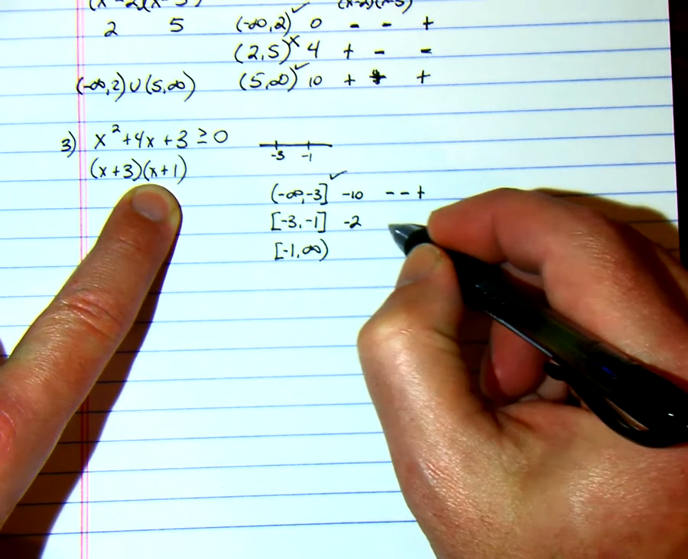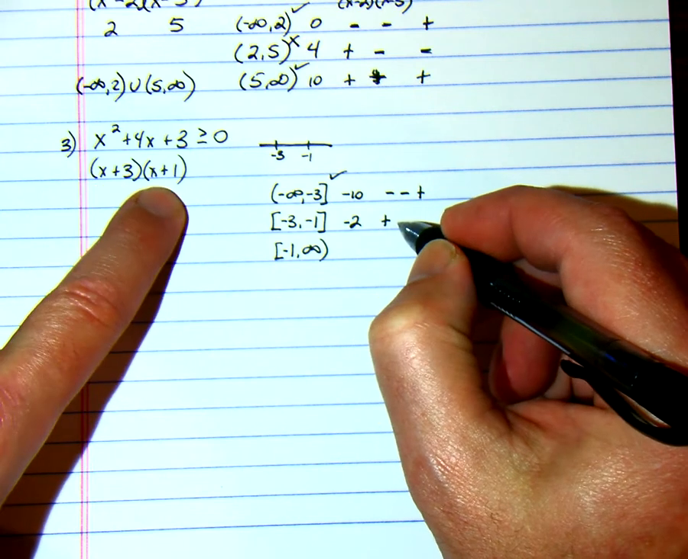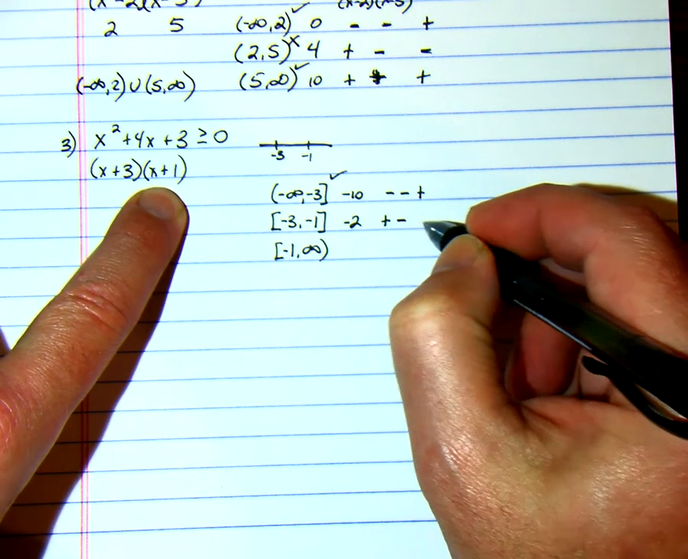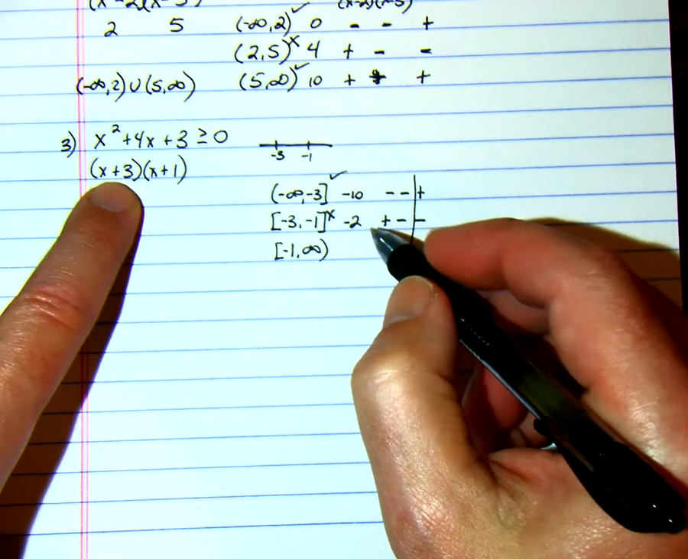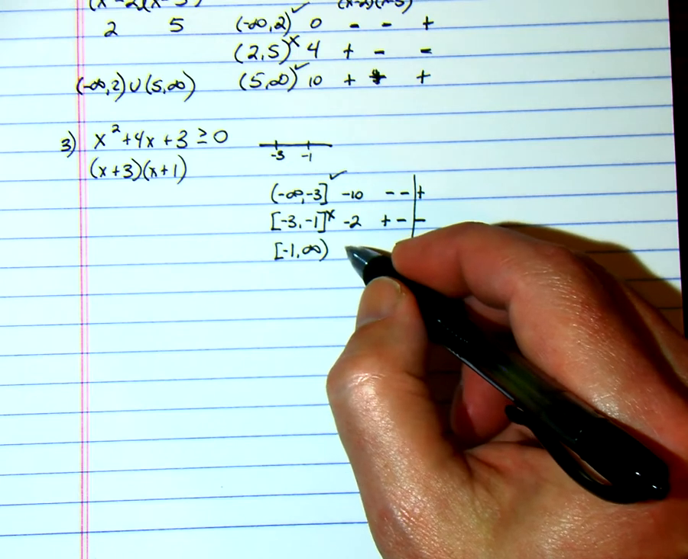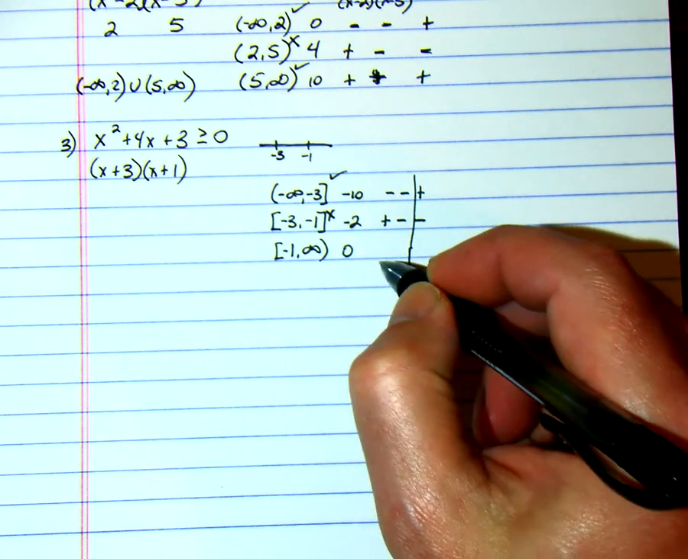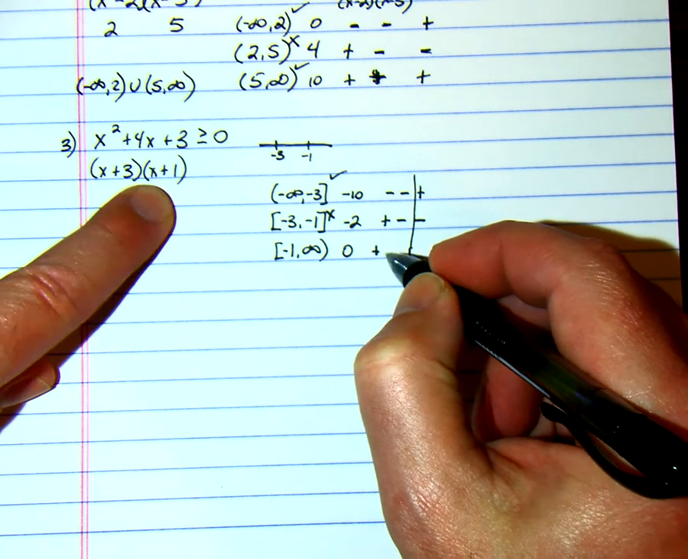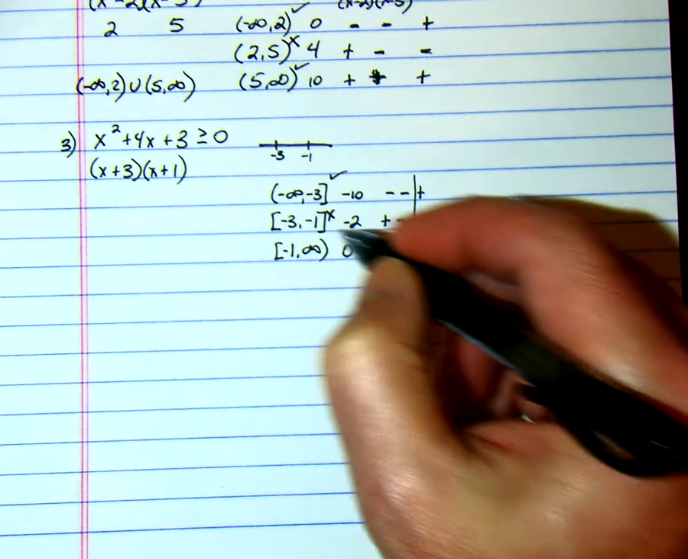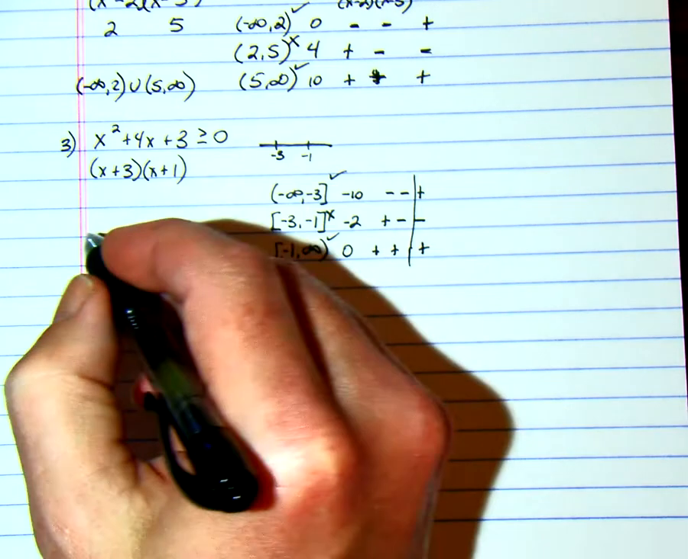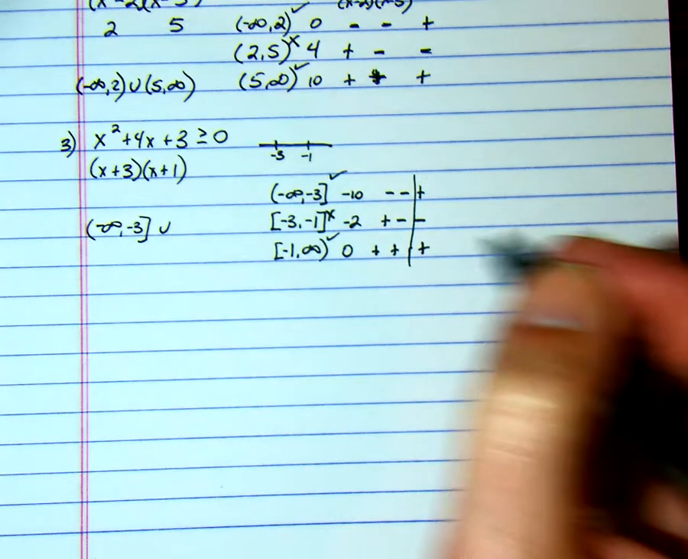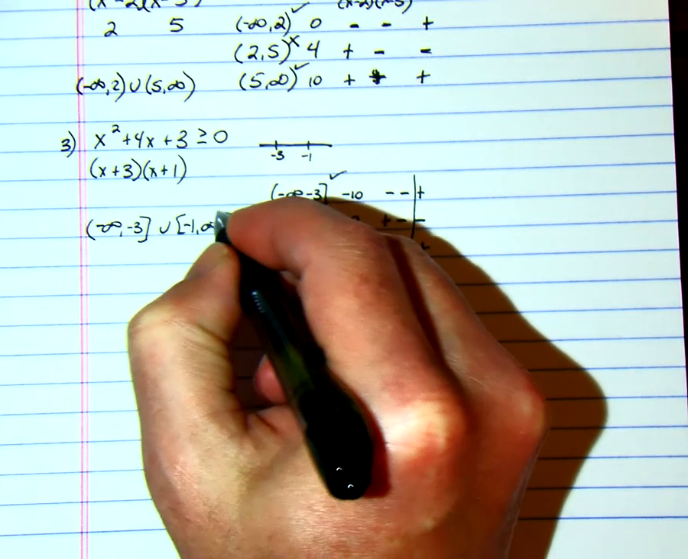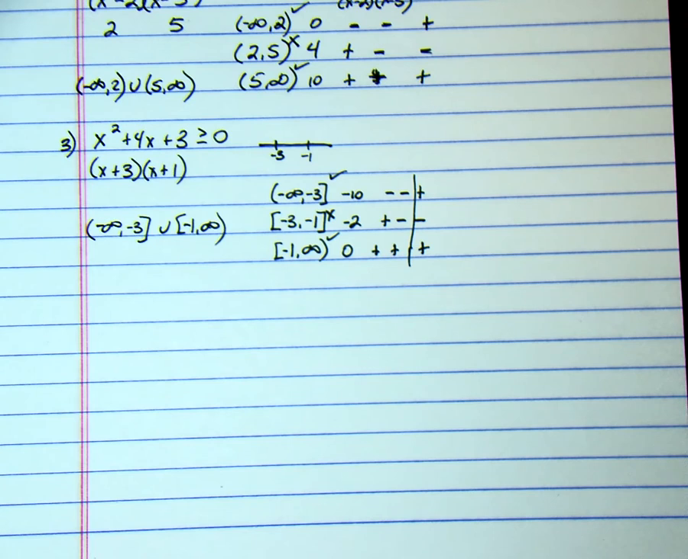Testing -2 in this one. -2 plus 3 is a +1. -2 plus 1 is a -1. That gives me a negative. Not what I wanted. And then lastly, we're going to test 0, which is going to give me a +3. It's going to give me a +1 for a positive. So that one also checks out. So again, not a whole lot of uniqueness to it. It's going to be from -infinity to -3, and we're going to union that with -1 to infinity. Okay. We'll come back and look at this in a second.